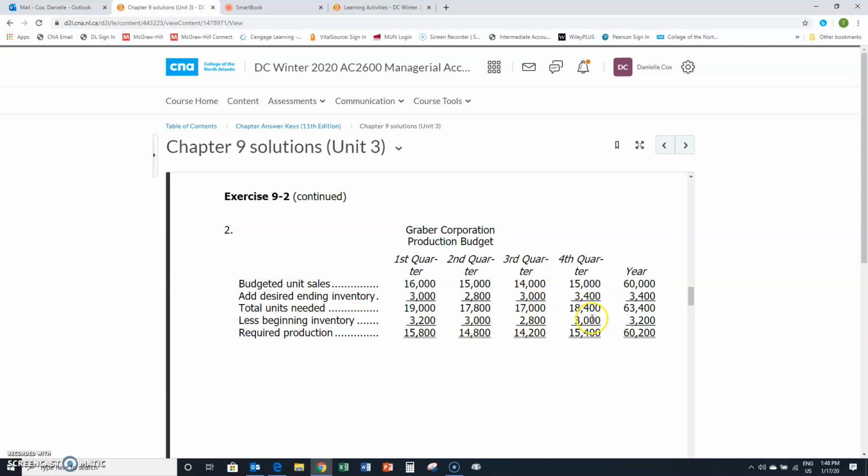One thing I want to point out is if you look over here, our budgeted unit sales each quarter, you add them to get the unit sales for the year. Ending inventory, though, is not just added. It's our desired ending inventory. So it's the ending inventory in the last quarter. That's what we want to end our year with, which is this 3,400.